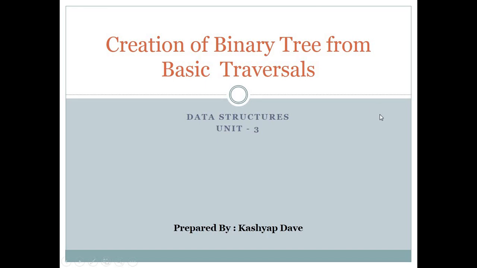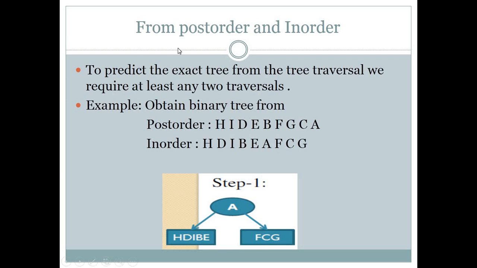From these traversals we will make a binary tree. First of all, let's see how we can make a tree from post-order and in-order traversals. To determine the exact tree from the traversals, we require at least two traversals. So here we have two traversals: first is post-order and second is in-order.